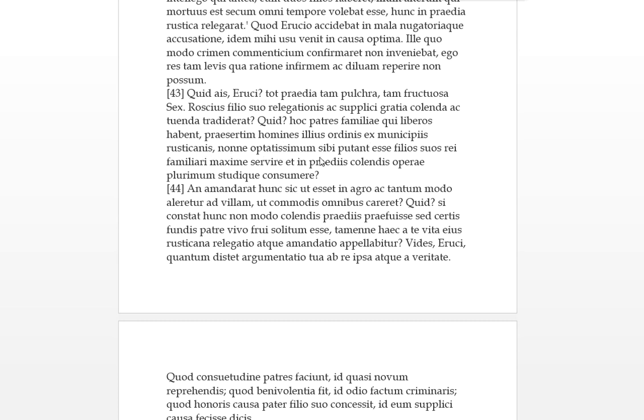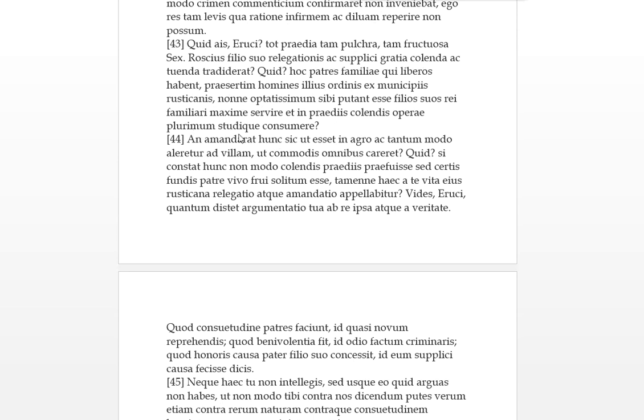Nonne, surely, optimum sibi putant, they think, putant, for them to themselves, sibi, the best thing, the optimum, the superlative, ut filios suos, that their children, their sons more specifically, rei familiari maxime servire, that they serve especially the family matters, the familiaris rei, and in the colendis, in the praediis, operibus, the works of cultivating in their estates, plurimum studii consumere. So what they're consuming here is just their time, basically. So they think it is best, optimum, for their sons to serve especially the family matters and the cultivating of their estates in this work, to consume their time, and then most of their effort. The studii usually just means effort or something.